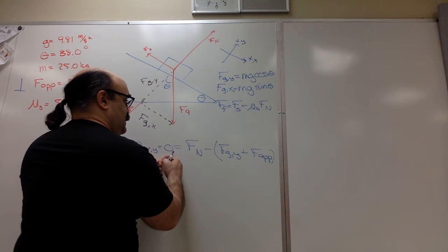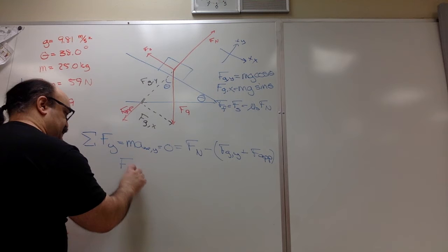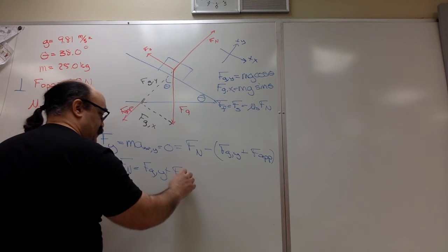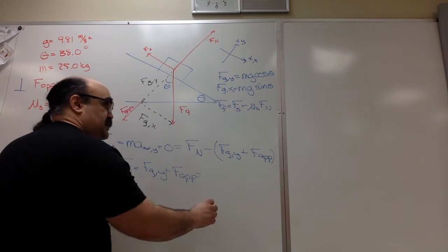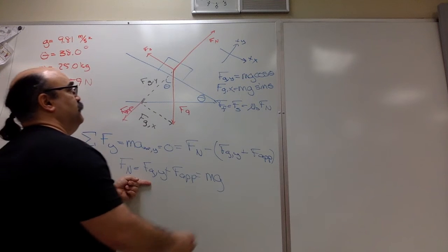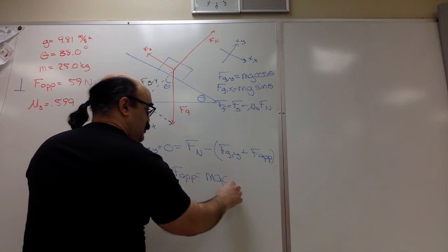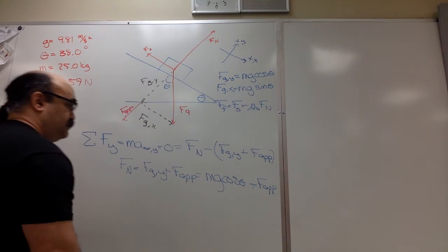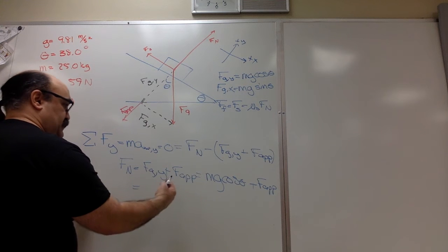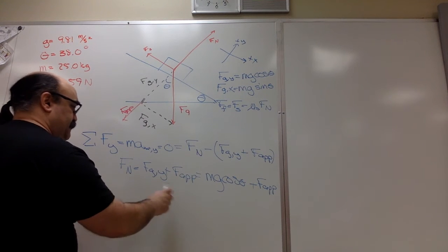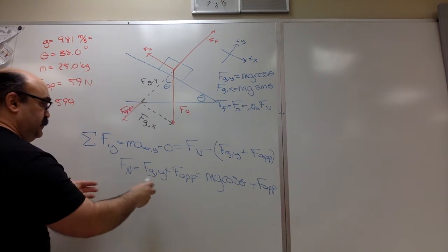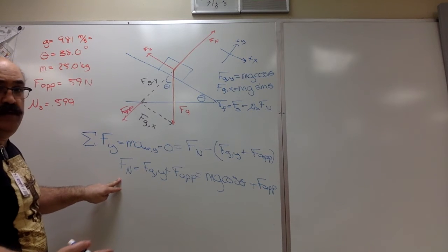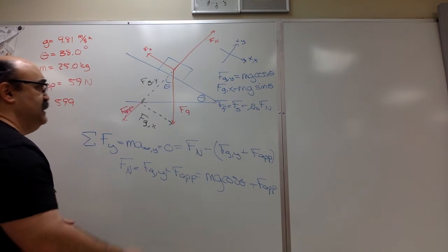Well, we have this. If this is all equal to 0, we know the normal force is simply equal to the force due to gravity in the y direction plus the force applied, which is simply mg cosine of theta plus the applied force. So that is simply equal to the normal force. We can plug in and solve for the normal force here. That's the one thing we don't really know, so we can solve for it in this case.